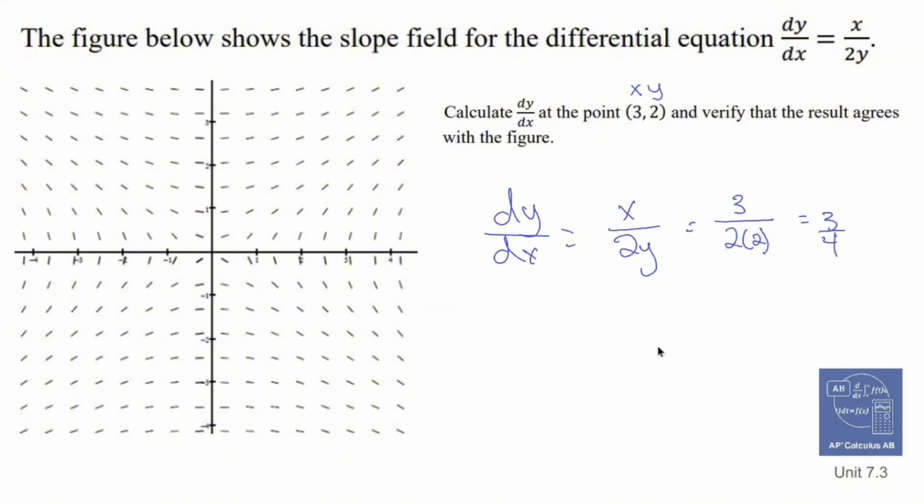So we're looking at a positive slope, a little bit more shallow than 1. So let's find (3, 2). Here's 3, here's 2, and that guy seems to match up pretty nicely with that guy. So I'd say, yeah, sure, it works.